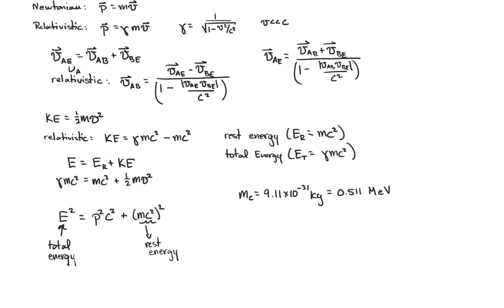We can also put this in terms of atomic mass units. So one atomic mass unit is 931.494 MeV, mega electron volts, per c squared, right? Because again, we're just E equals mc squaring that.